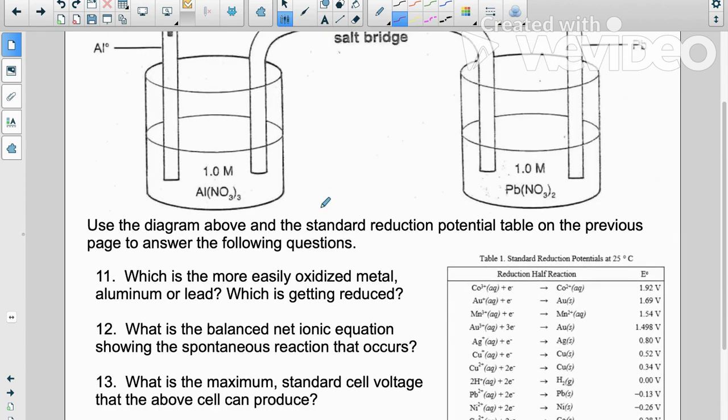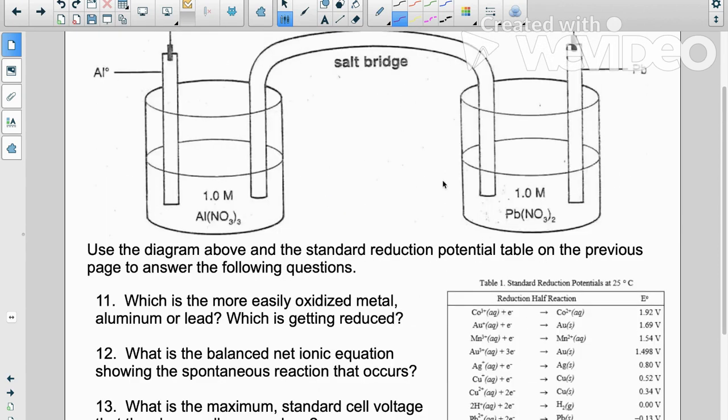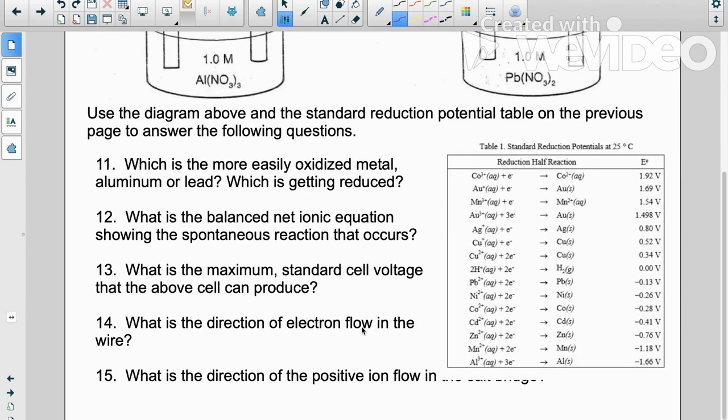All right, and then the second part of the worksheet was another electrochemical cell. And we've got here aluminum and lead. Okay, so the first part asks which is the more easily oxidized metal, aluminum or lead, and which is getting reduced. So we've got to look for these two reduction potentials. Let me find them both. Here's lead. All right, and here's aluminum right here.